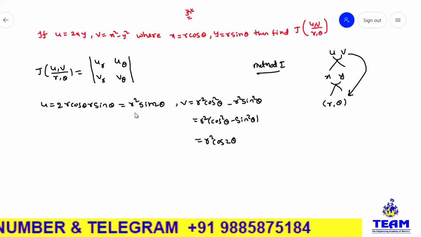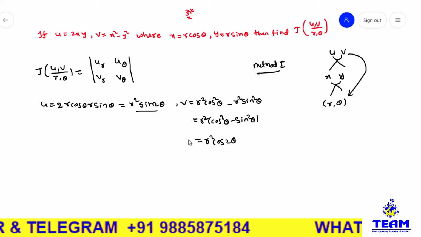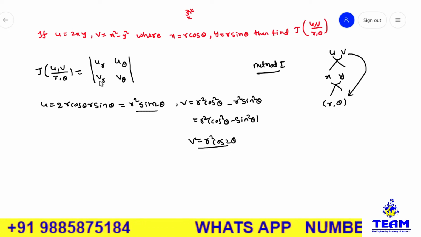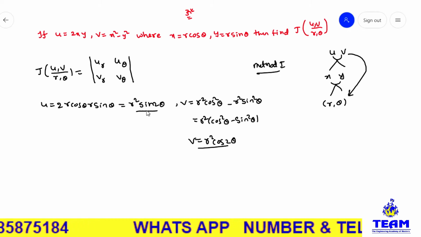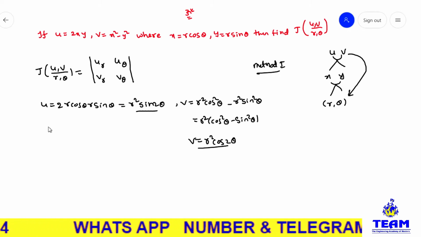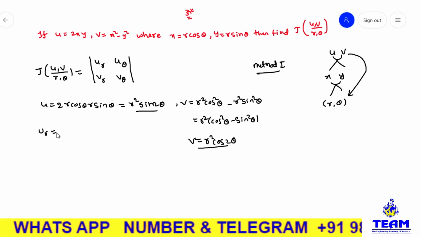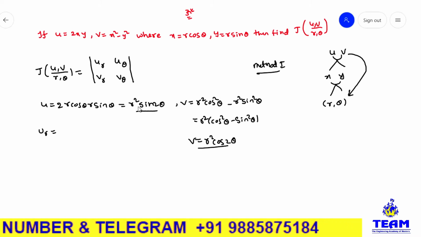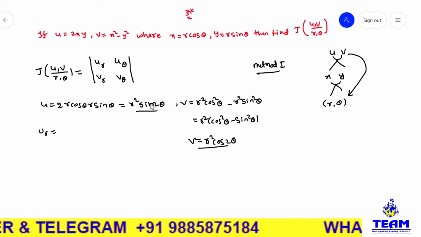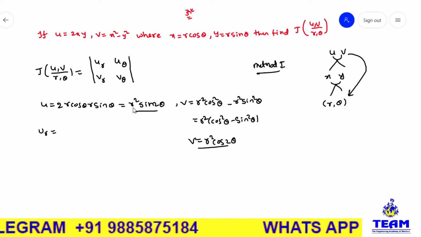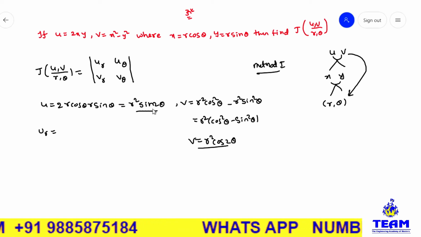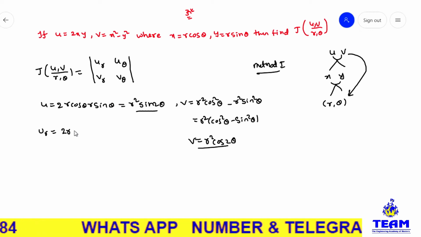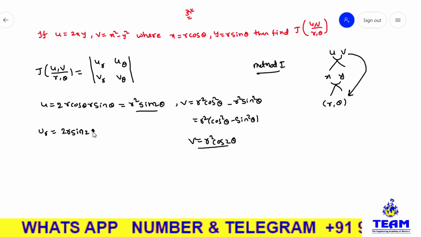Now you observe u is in terms of r comma theta, v is also in terms of r comma theta only. So can you find dou u by dou r, dou u by dou theta, dou v by dou r, dou v by dou theta? Yes. Now I am finding u r, differentiating u partially with respect to r. While differentiating with respect to r, you have to treat theta as a constant. The r square derivative is 2r, so u r is 2r sin 2 theta.